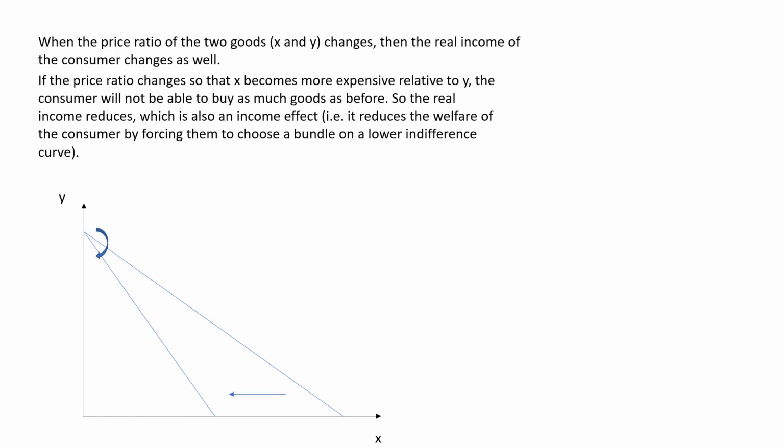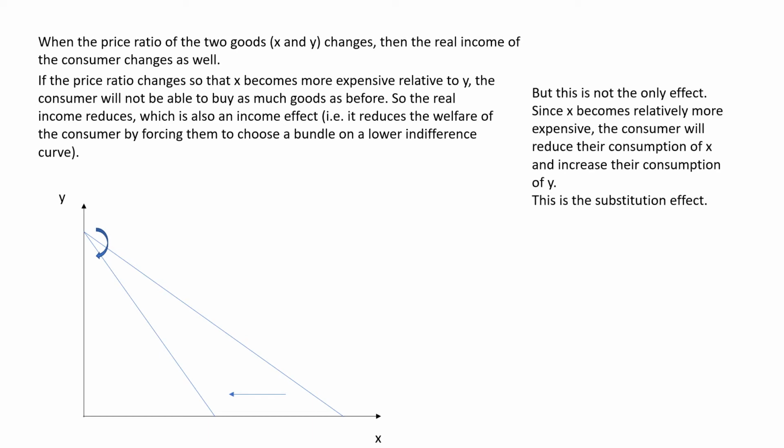This also means that the consumer cannot anymore reach the same utility level, so there is a reduction in welfare. But income effect is not the only effect at play here. A rational consumer may actually change the ratio at which they consume the two goods.